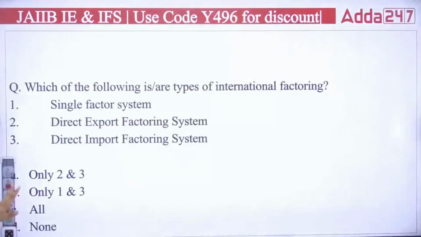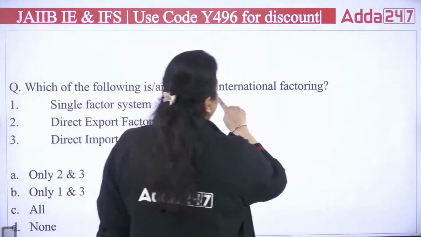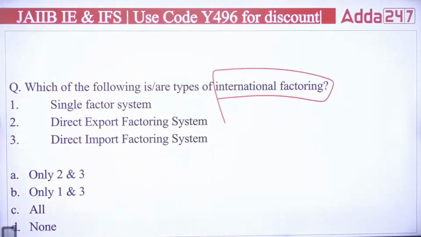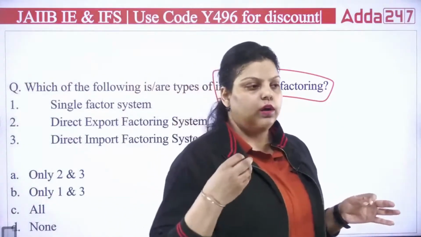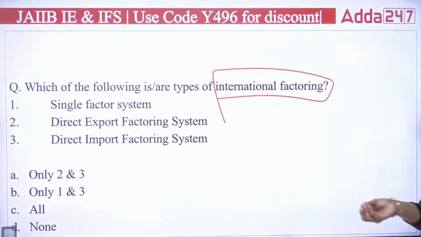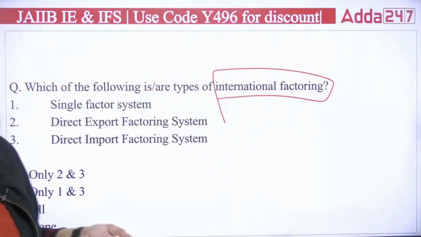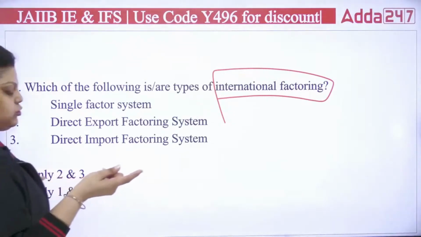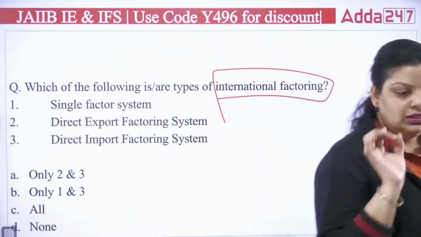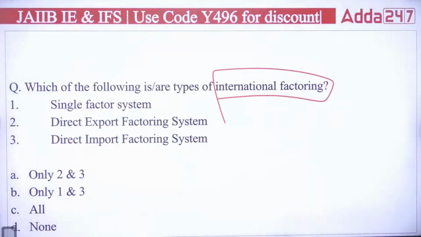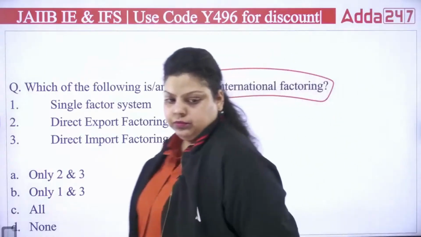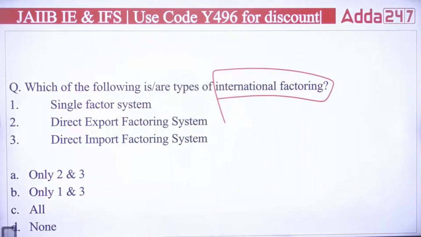Very good. Next, which of the following are the types of international factoring? If we talk about factoring, what is factoring? It's simply a kind of immediate cash or immediate liquidity provided by the bank to the seller against trade receivables. First the seller gives the trade receivables to the bank, and then the bank provides immediate cash on that amount. This is known as international factoring or simple factoring. Now let me know the answer. First is single factor system, second is direct export factoring system, third is direct import factoring system.